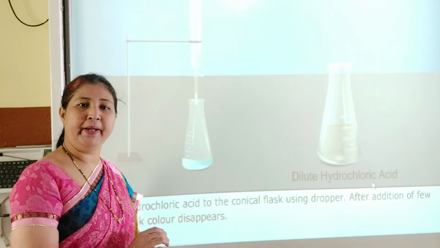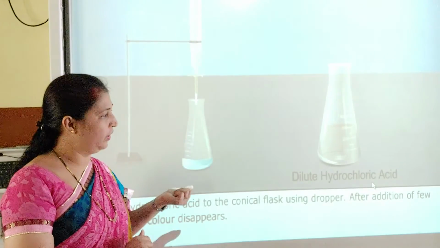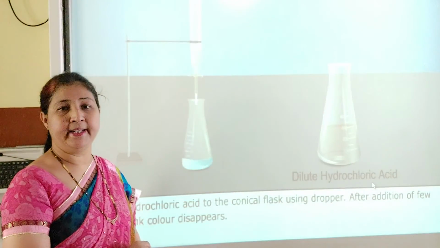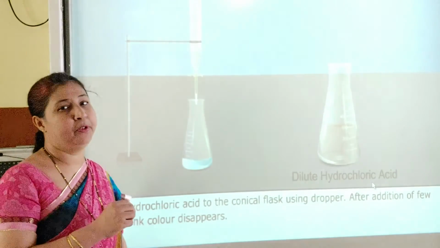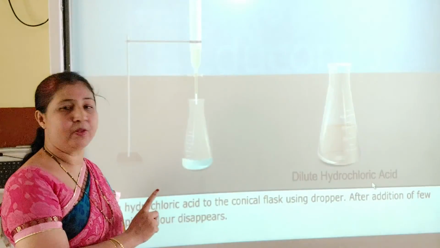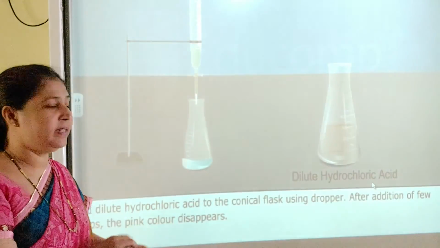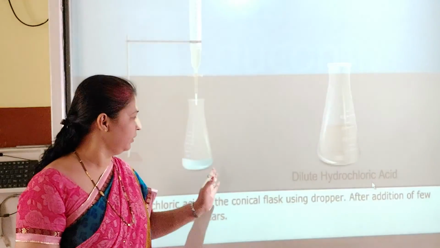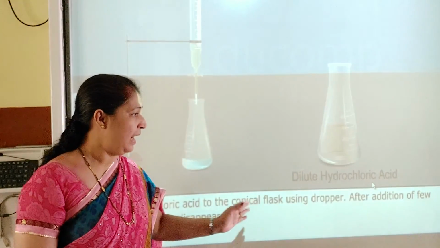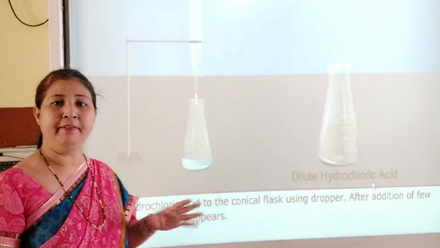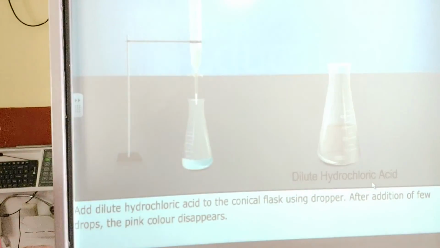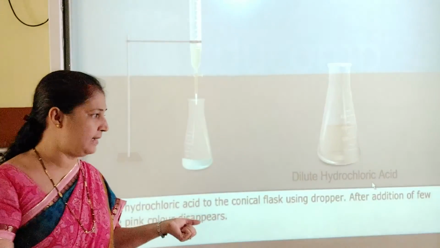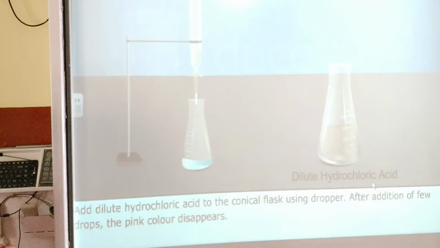Already we had got pink color when we added the base with the phenolphthalein indicator. Now when you add this dilute hydrochloric acid, dilute means it is mixed with water. I told you yesterday what dilute acid and concentrated acid are. So what happens when you add dilute hydrochloric acid to the conical flask? After the addition of a few drops, the pink color disappears. When you added the base, the color changed to pink. Now when you add the acid, the color disappears.